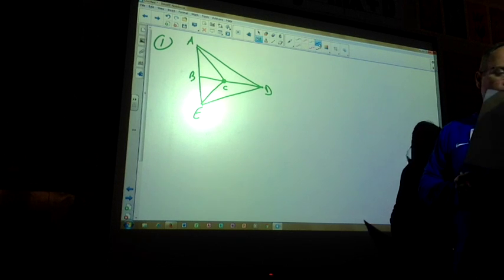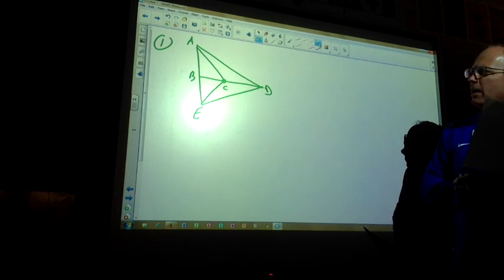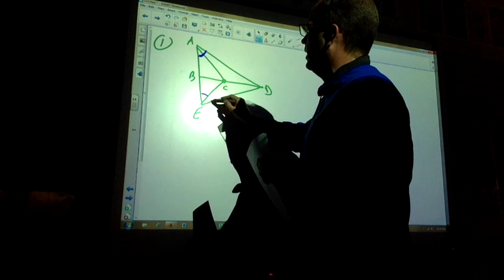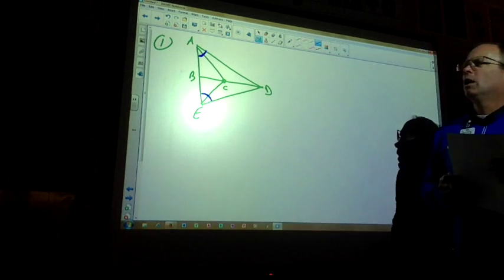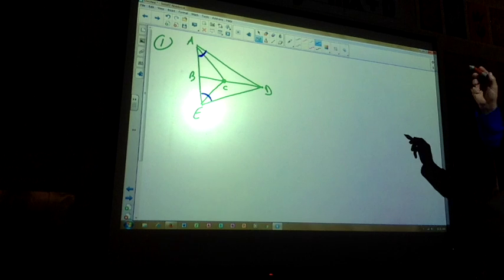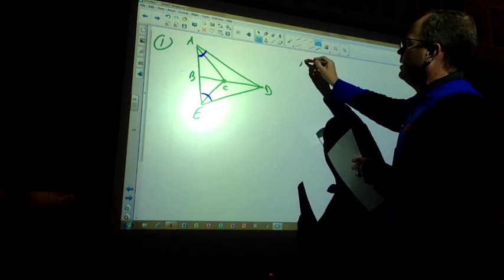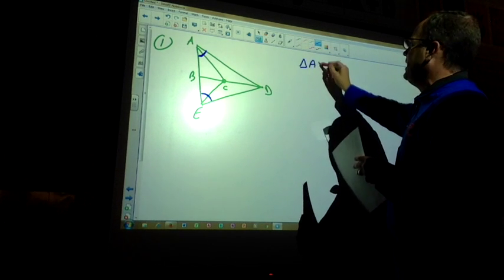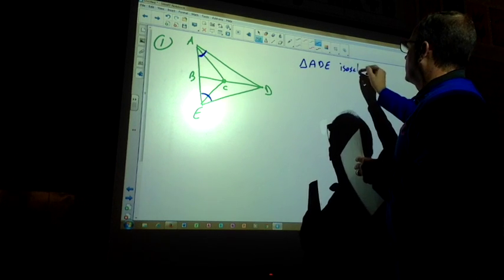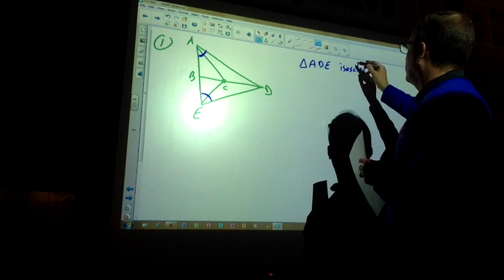So it says angle DAE is congruent to DEA. So this is congruent to this. Is there anything I can state after that because of those being equal? It's an isosceles triangle. Because I can label that, that would allow me to state that triangle ADE is isosceles.